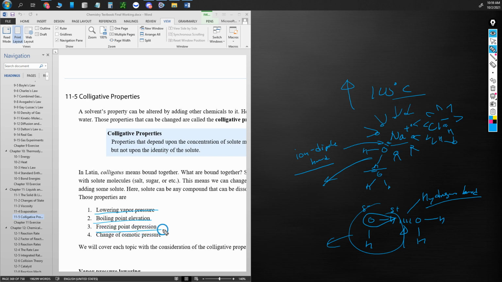Freezing point depression. I'm going to explain this next time because our time is running out, but especially when it comes to water, this requires some structural explanation. And change of osmotic pressure. We're going to talk about this next time too because osmotic is a little bit different. We haven't really talked much about these, especially osmotic pressure. You probably learned about osmosis in bio class. That's what this topic is going to talk about.